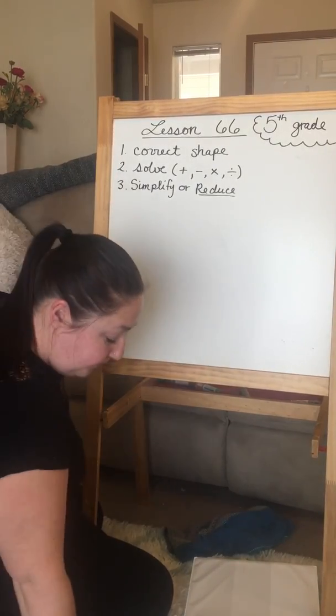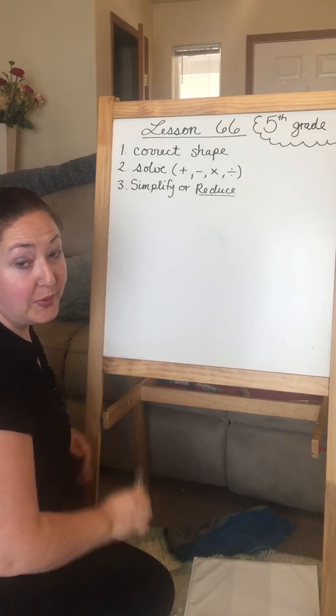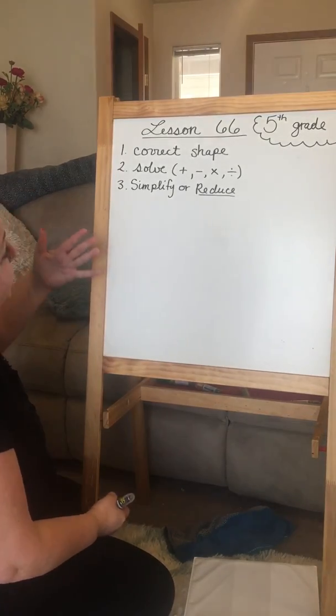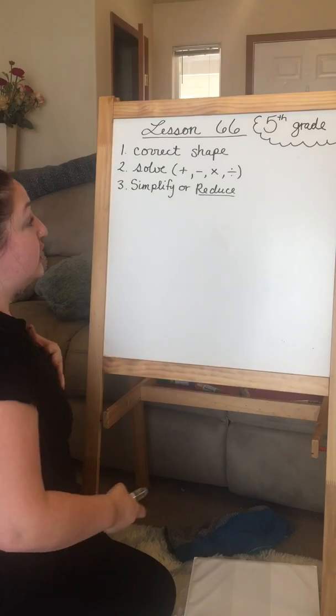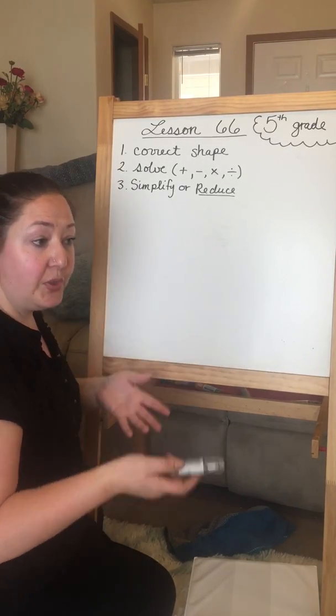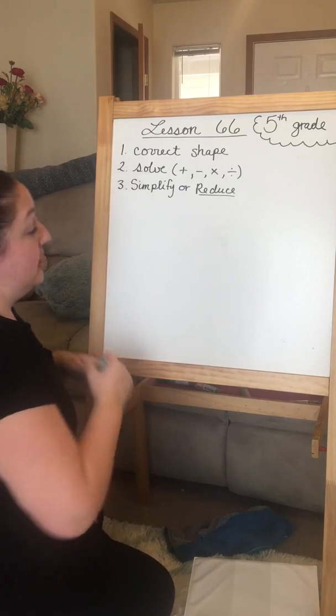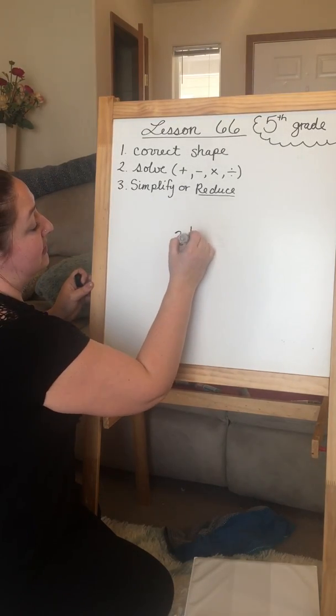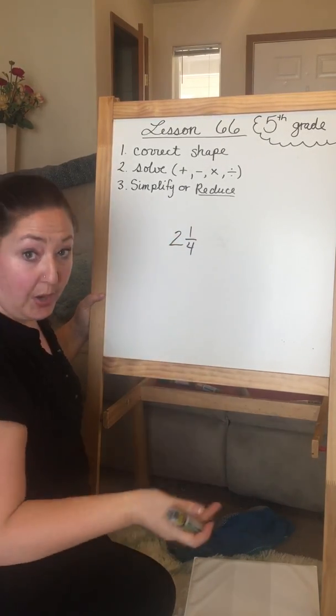So you have 3 steps when multiplying mixed numbers. Step 1 is to put the problem in the correct shape. So if it's a mixed number, it probably wants you to put it in an improper fraction. If a mixed number looks like this, it wants you to put it as an improper fraction.